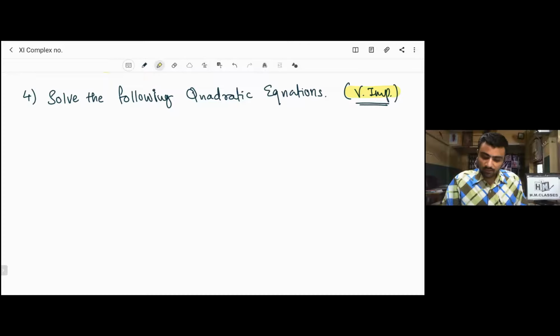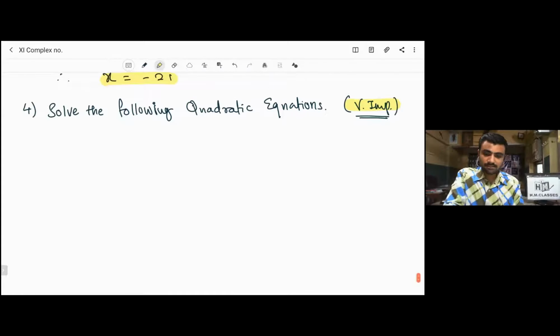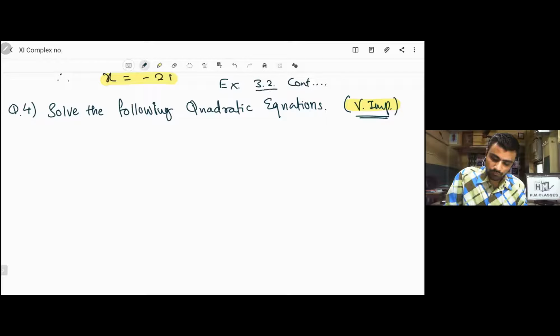Students, in this session we'll continue our exercise, that is exercise 3.2, and in that particular question number 4. This is exercise 3.2 continued. And this is a part of, again, the same instructions: solve the following quadratic equations.